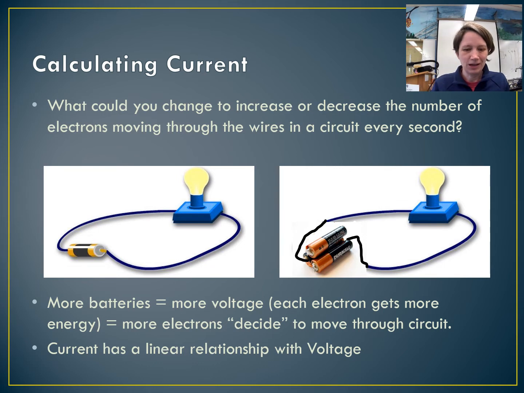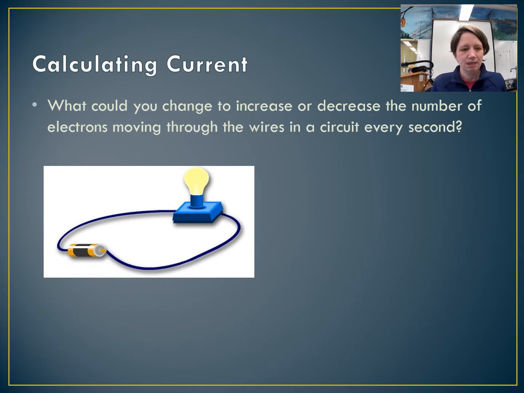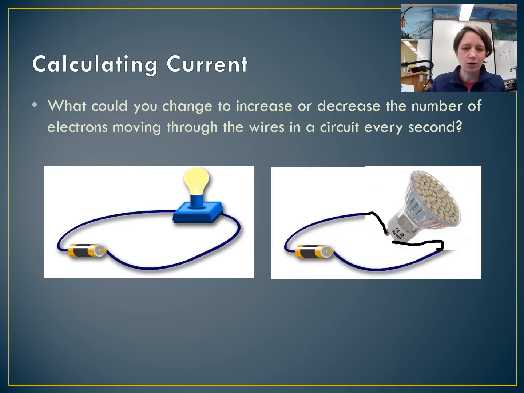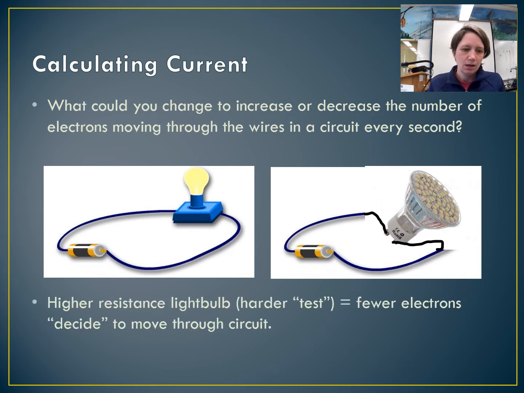Hopefully, you're thinking right now, well, that's a relationship, specifically a linear relationship between current and voltage. So doubling the number of batteries is going to double the amount of current that you have in your circuit. The other thing you could do to control the current in a circuit is to muck around with your resistor. Change out the device that you have or add additional devices, as we mentioned before.